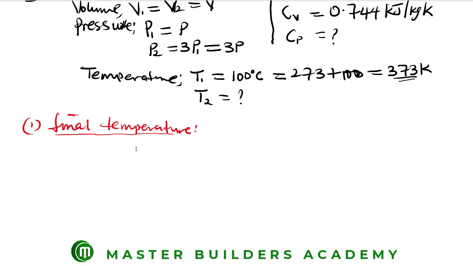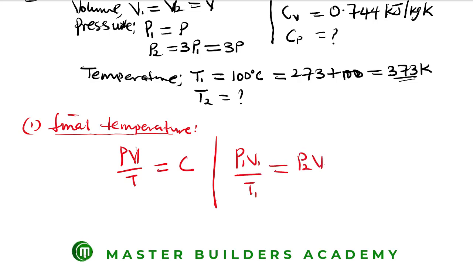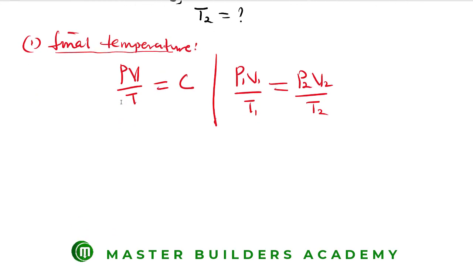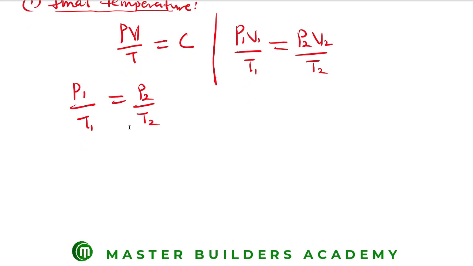Remember that PV over T is equal to a constant, right? You remember this equation, which by extension is P1 V1 over T1 equals P2 V2 over T2. Now, because volume is constant, the equation reduces to P1 over T1 equals P2 over T2. I hope you can see this. Since we are looking for T2, we just need to make T2 the subject of the formula.